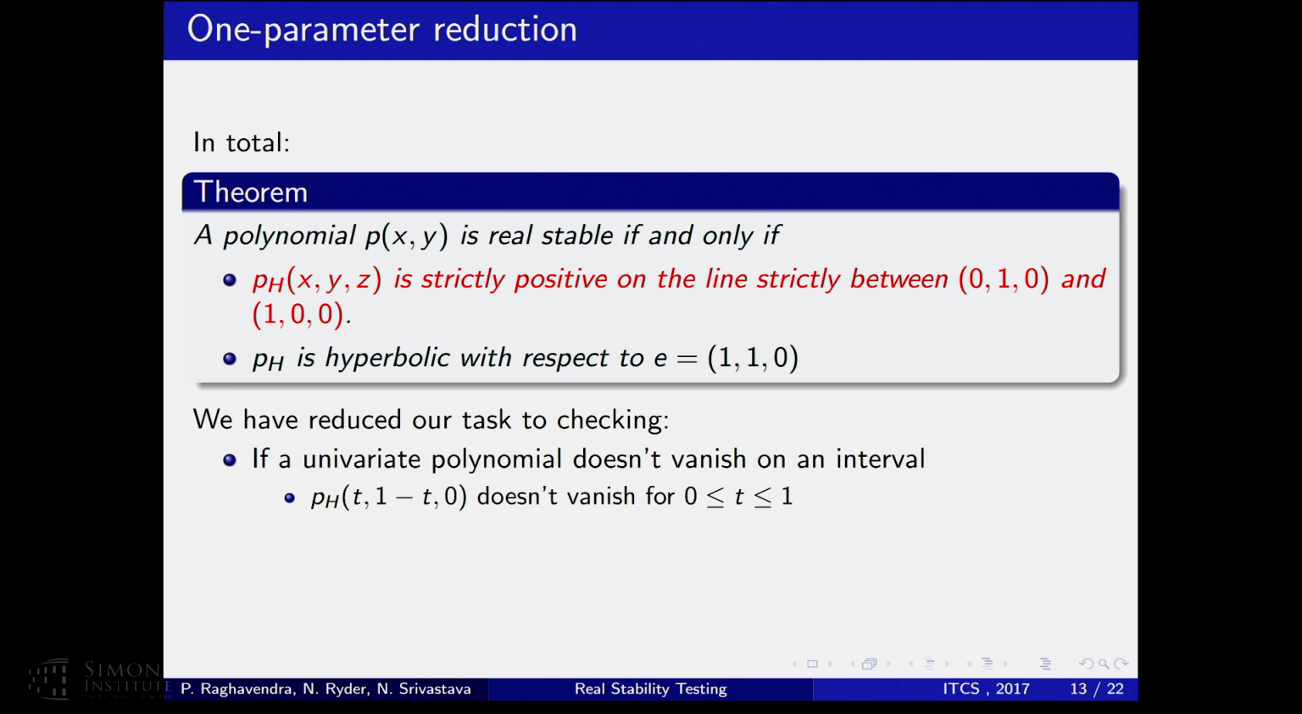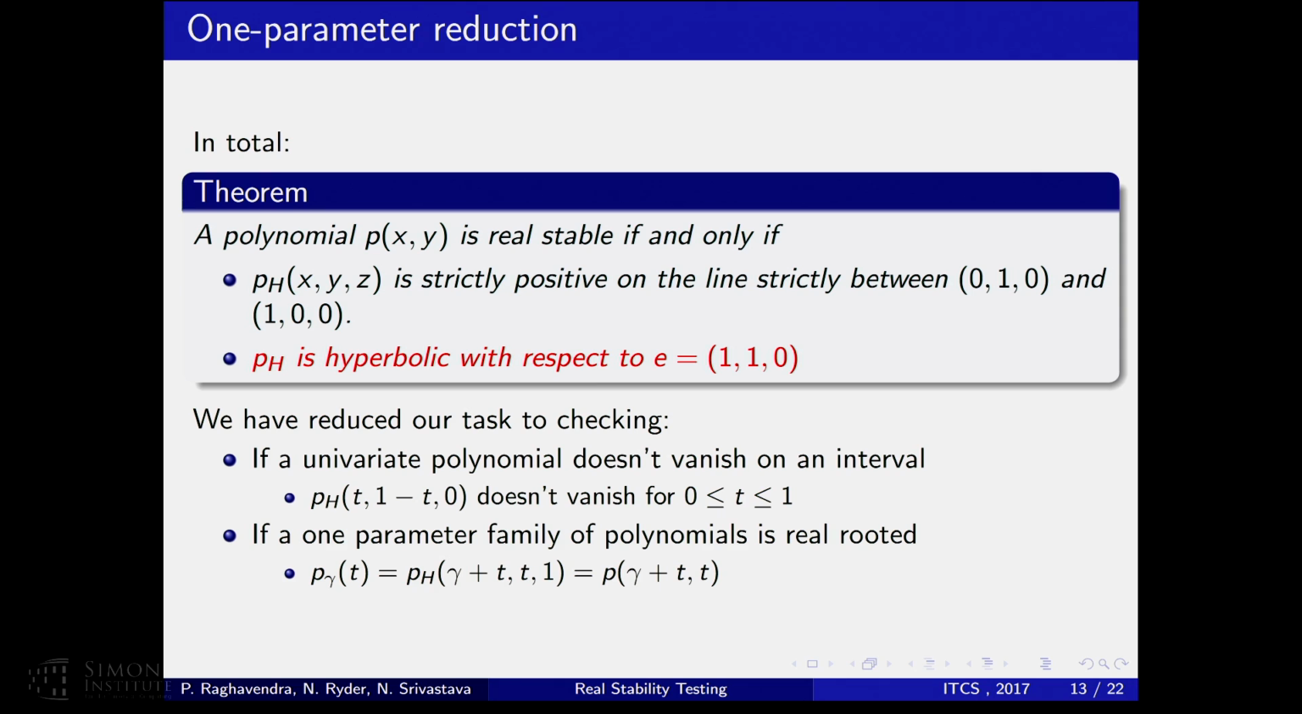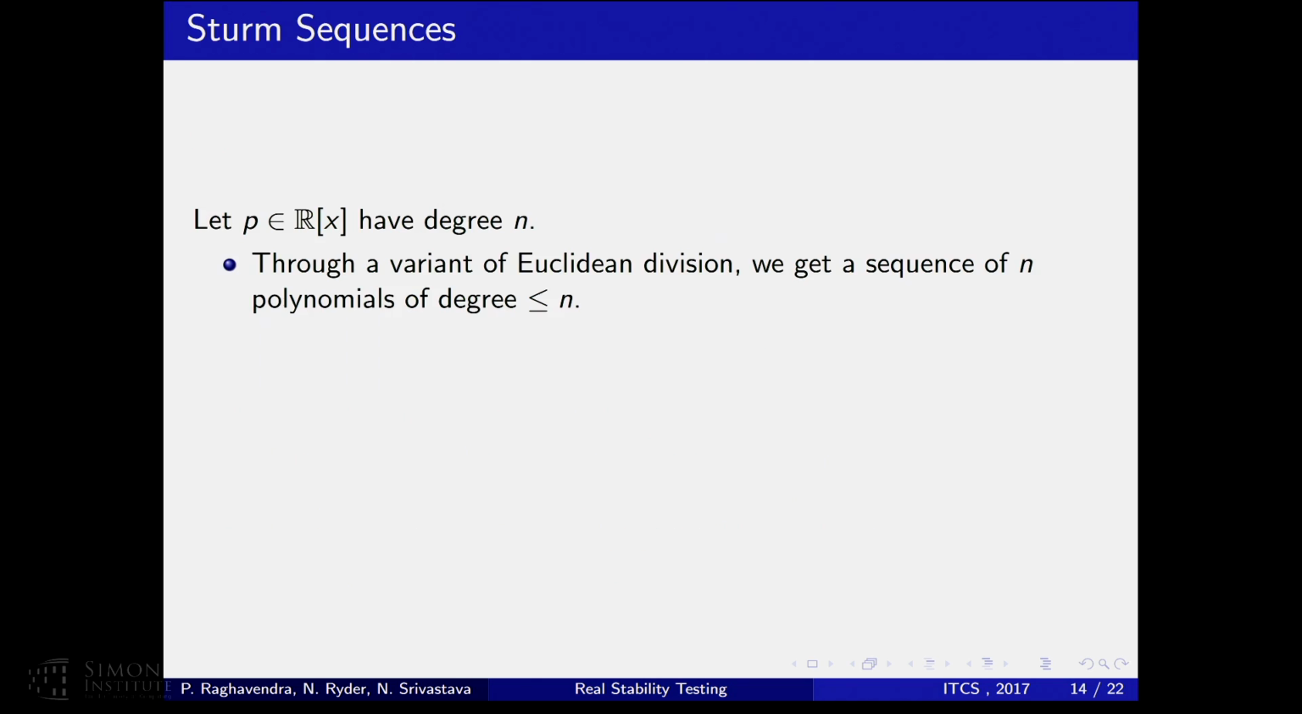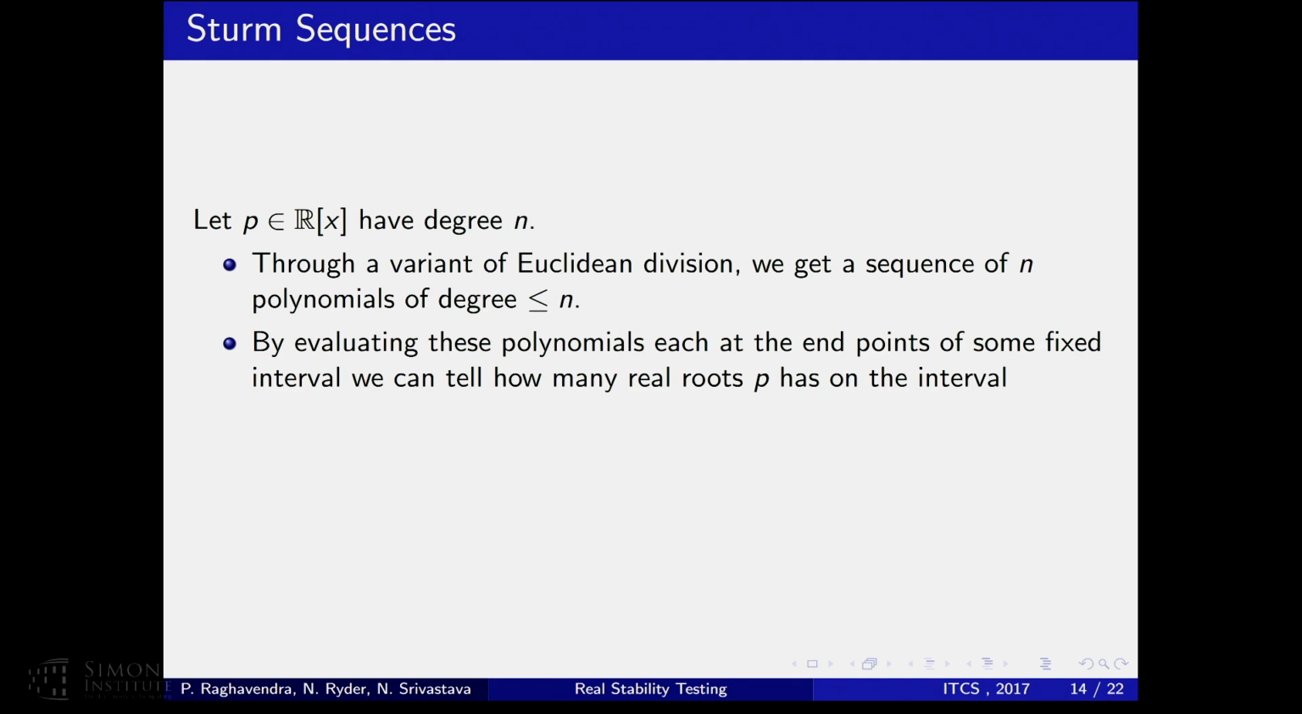So that equates to just this univariate polynomial being strictly positive. We also want p_H to be hyperbolic, and we can reduce that to showing that for every real gamma, this polynomial here is real rooted. So the first problem is a classical problem. Determining if a univariate polynomial doesn't vanish on an interval has a lot of machinery associated to it. So for example, Sturm sequences.